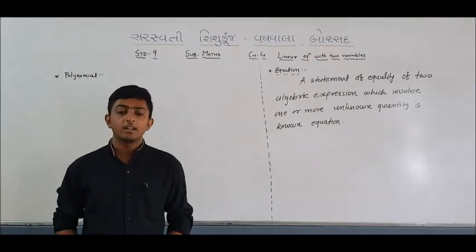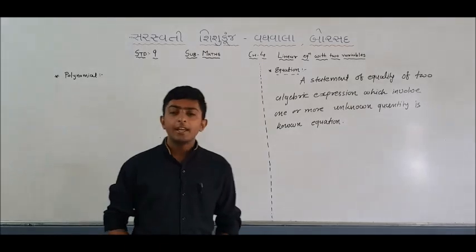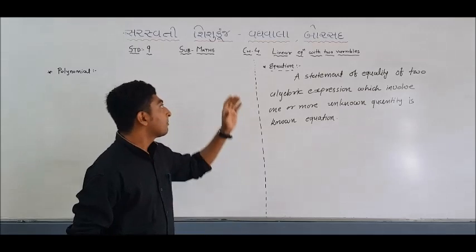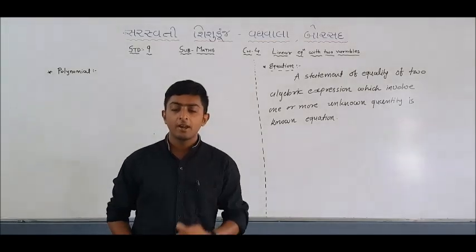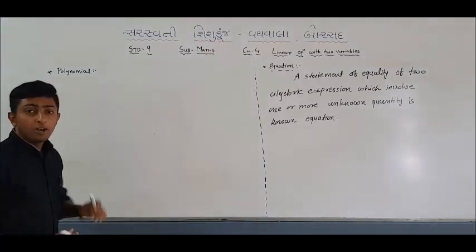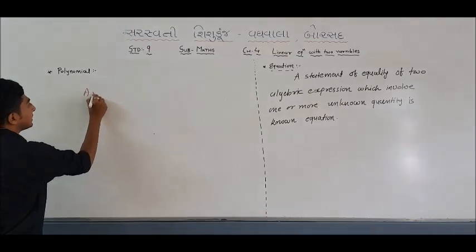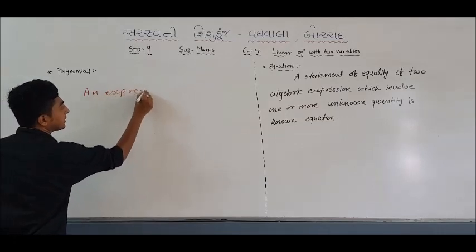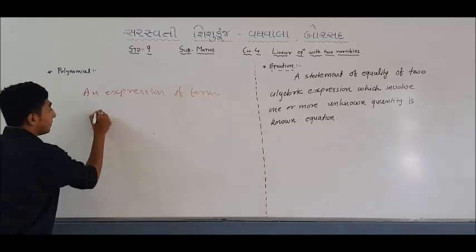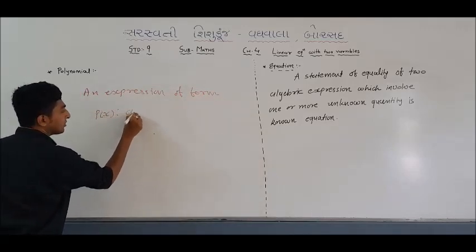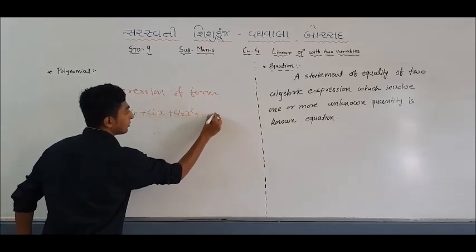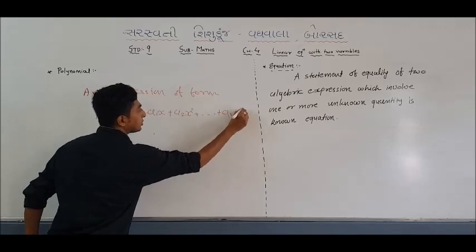Standard 9, subject mathematics, chapter number 4, linear equation with two variables. Friends, before we start chapter number 4, linear equation with two variables, let us recall the concept of polynomial. What is a polynomial? We know that an expression of the form p of x = a0 + a1x + a2x² up to anxⁿ.